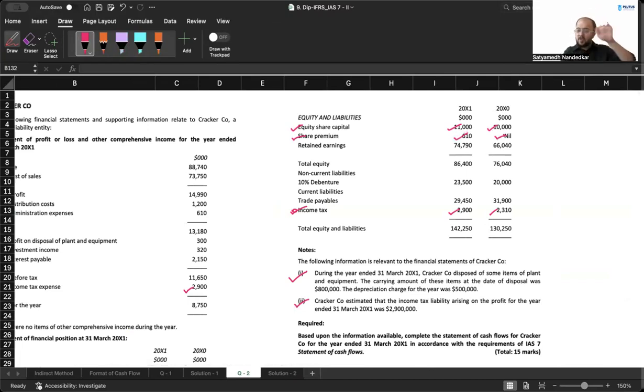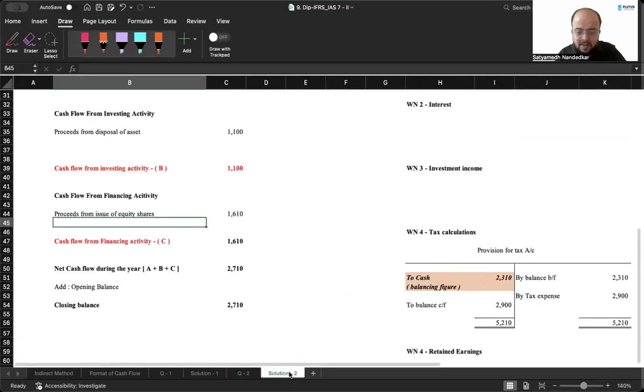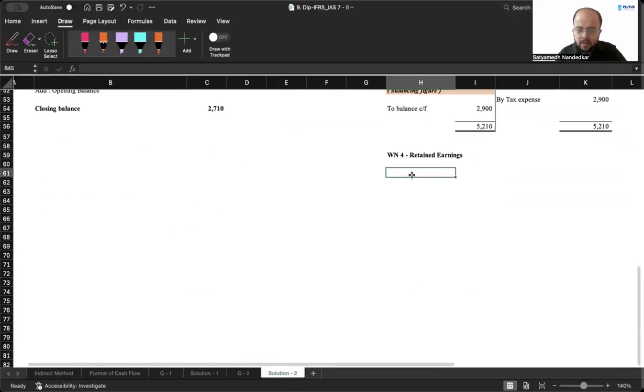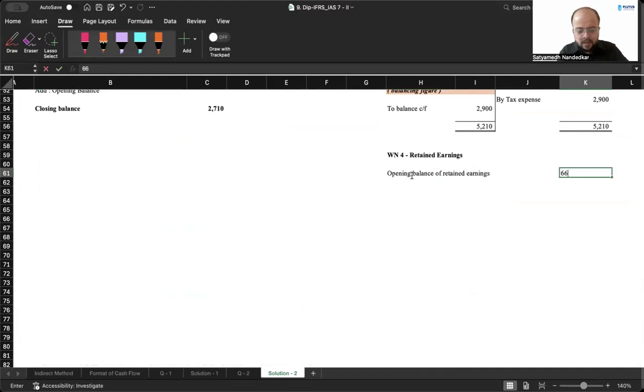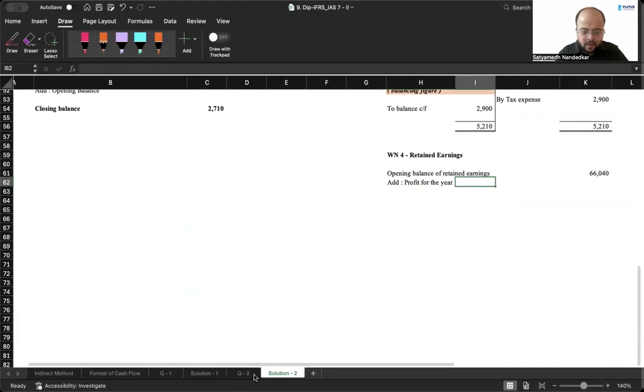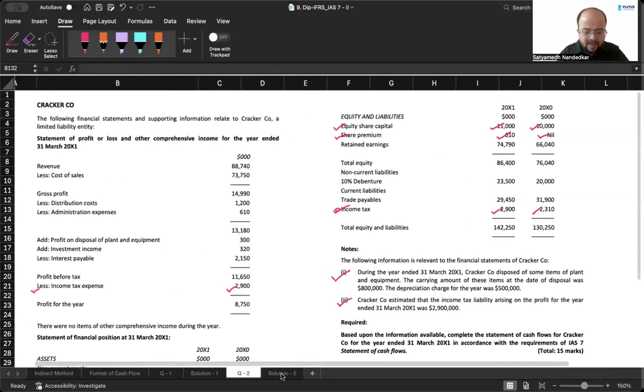Okay. Now we saw there was a hidden adjustment with respect to retained earnings that gave us the dividend figure. Let's evaluate whether a similar situation arises here or we are good to go. Opening balance of retained earnings 66,040. Add profit for the year. How much is profit for the year? 8,750.